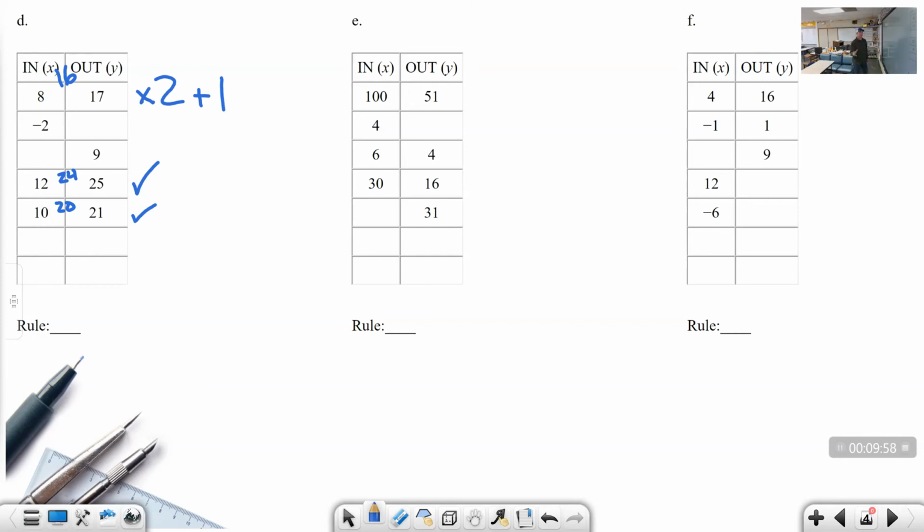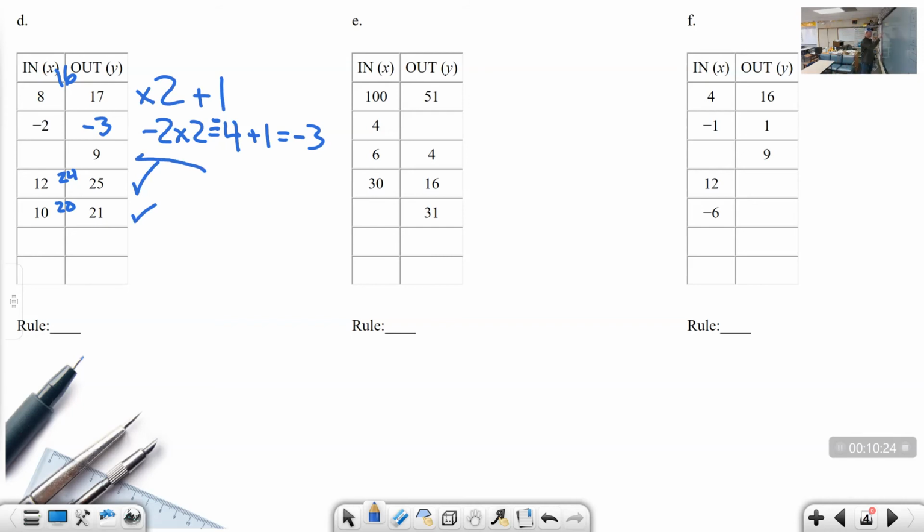Now, I need to be able to use this rule driving forward. Negative 2 times 2 is negative 4. Negative 4 plus 1 is negative 3. That's driving forward. You use that rule, you apply it to the numbers.